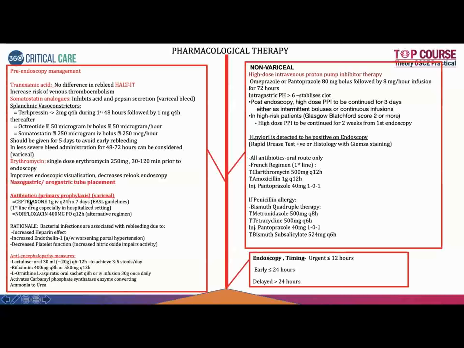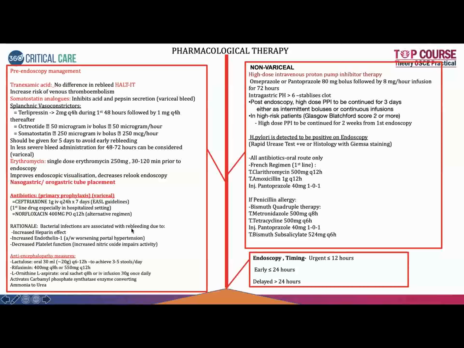Is there any role for antibiotic? Definitely yes, because there is a breach in the barrier between the blood and the gut, and there can be bacterial translocation. So antibiotics, definitely yes. Ceftriaxone 1 gram IV OD for 7 days. Norfloxacin has been traditionally recommended, but right now we don't use norfloxacin because our organisms are always MDR bugs or the resistance rates are very high.